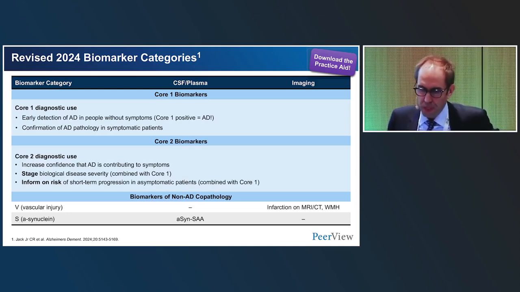The core 2 diagnostic use would be adding increased confidence that Alzheimer's disease is the reason for the symptoms, and it would be helpful for staging the disease. Here, particularly, the tau PET is discussed as a biomarker, so imaging has a prominent role also in this new criteria because they suggest you could stage the disease better with the core 2 biomarkers, so with the tau PET basically, as compared to the core 1. And it would also inform on the risk of progression.